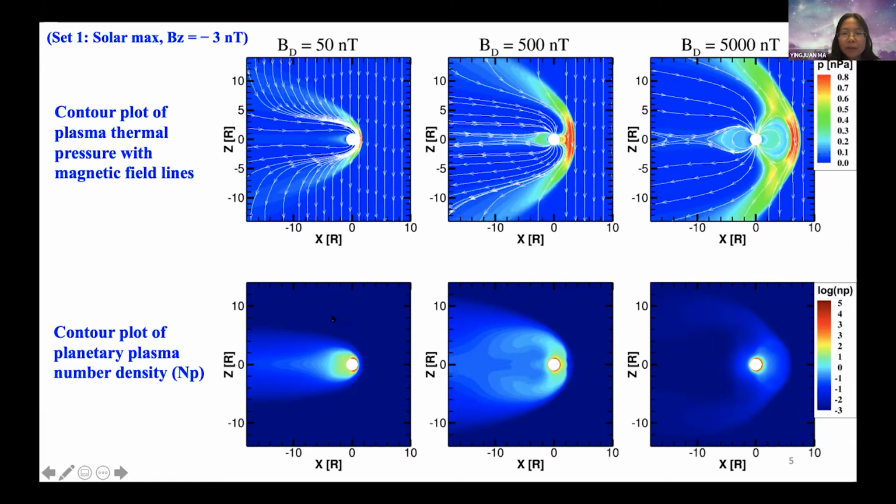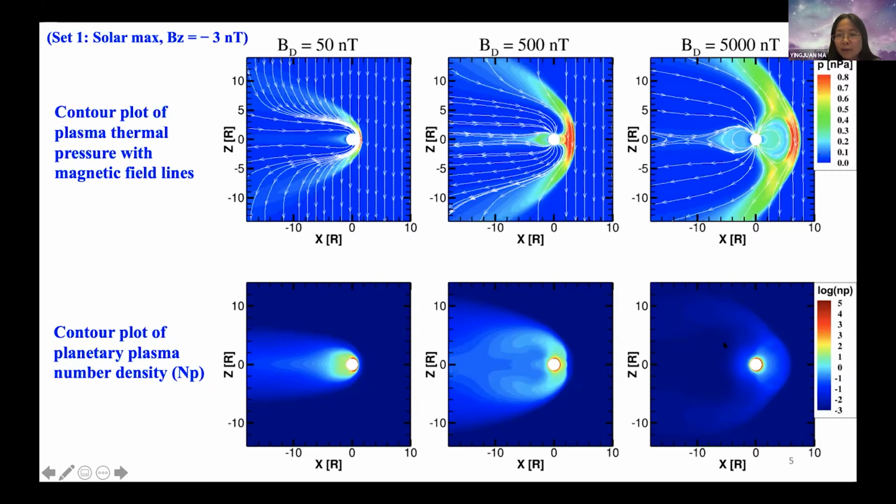Another important thing to note is that for weak dipole cases, the plasma is mainly escaping from the tail region, while for intermediate dipole strength, the plasma is actually mainly flowing out from the polar region. Of course, for the really strong cases, the plasma density, especially in the outer magnetosphere, is very low because the interaction region is fairly high.